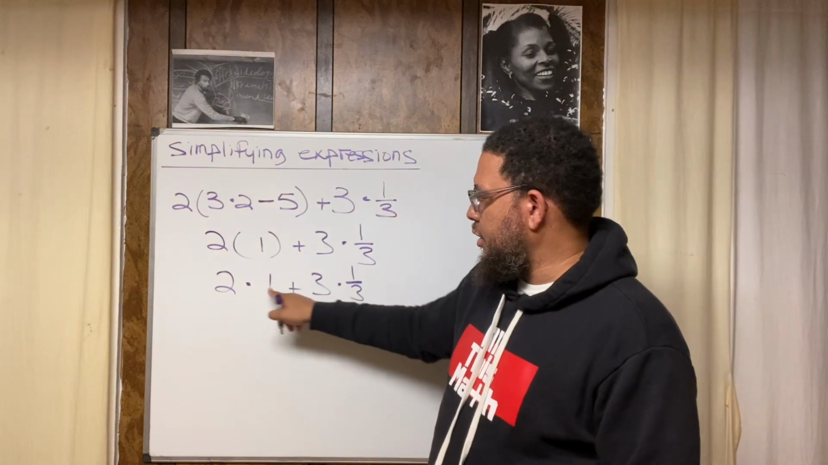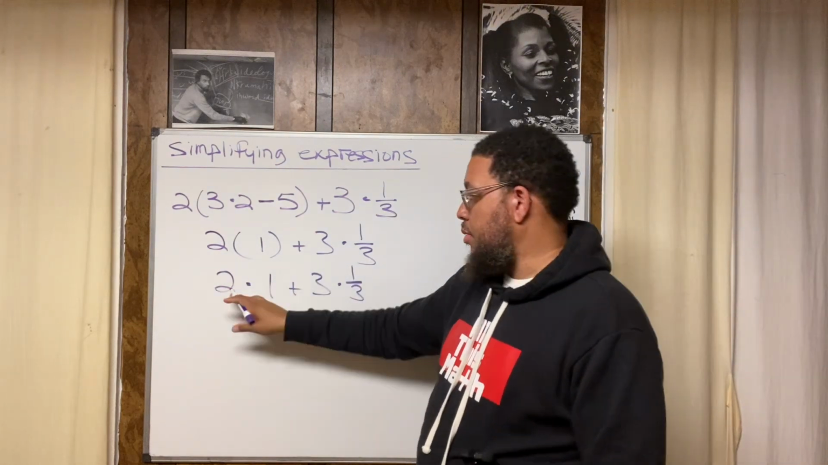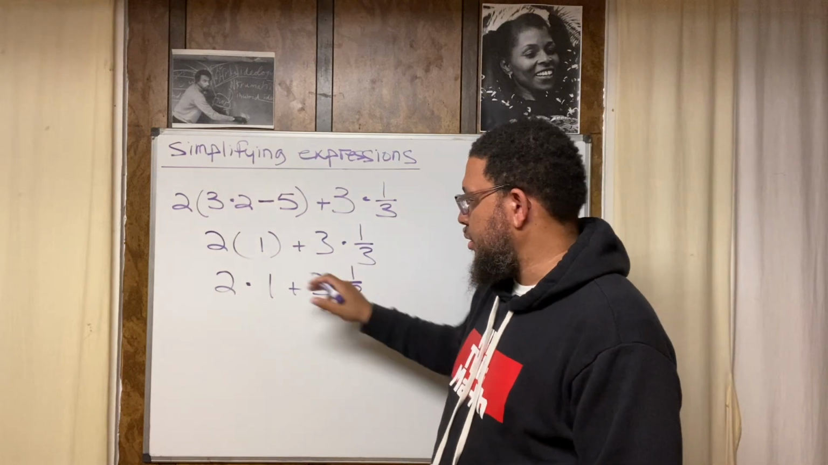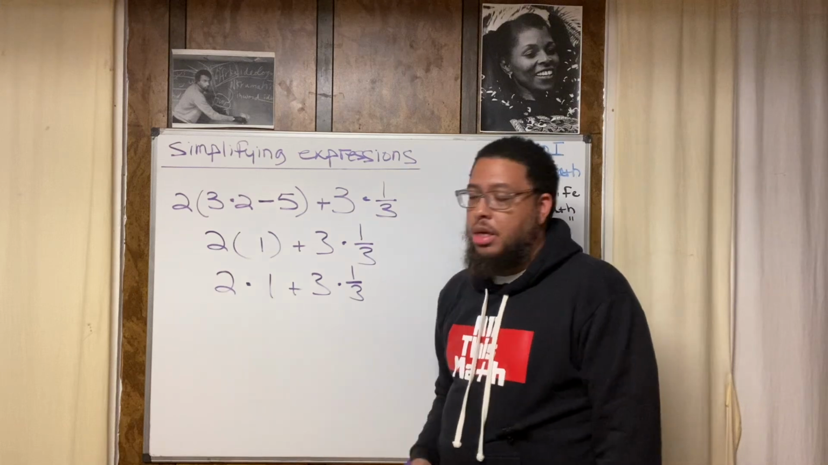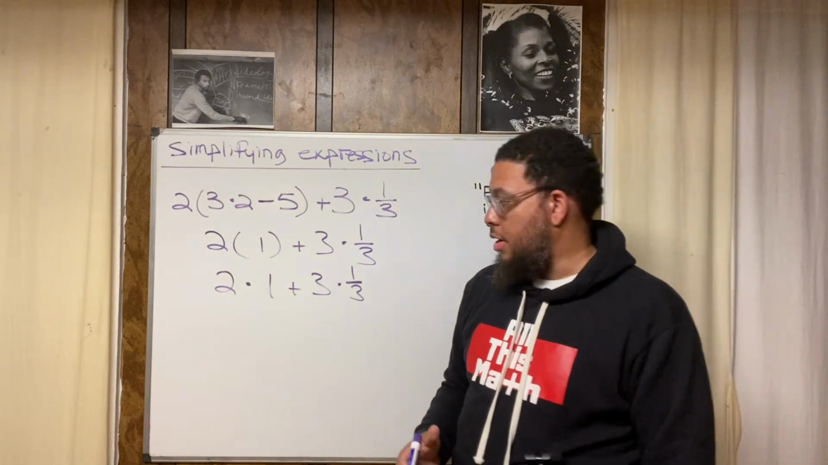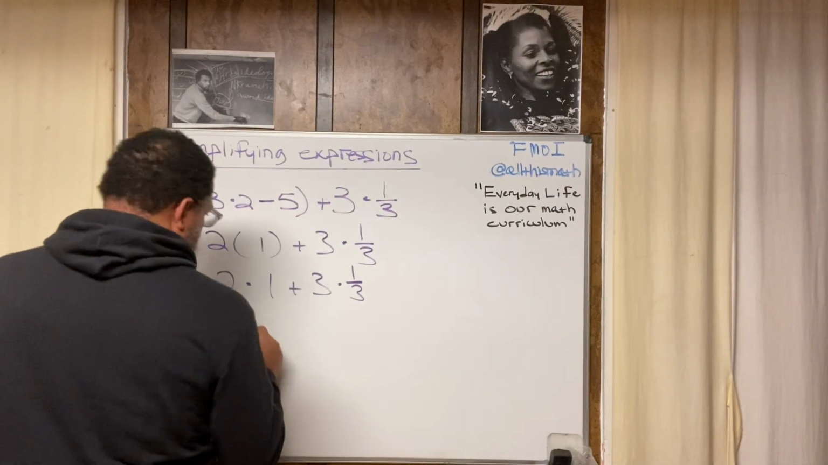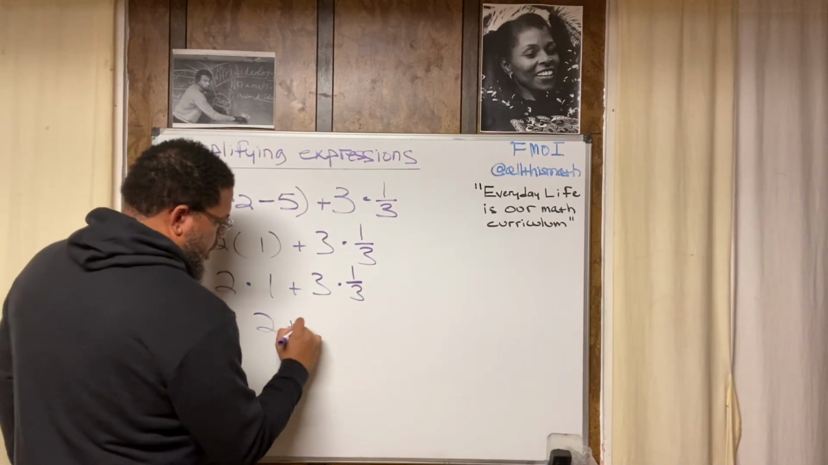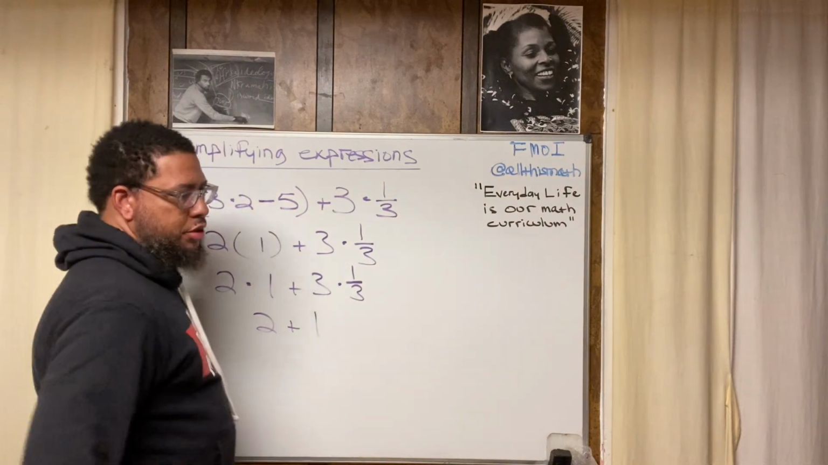All right, so now we got options. We got to do multiplication, addition, and multiplication. So working from left to right, I'm going to multiply this, and I'm going to multiply these. You might be tempted to do 1 plus 3. Resist the temptation. Multiply and multiply. 2 times 1 is going to give me 2. And then 3 times 1/3 is going to give me 1.